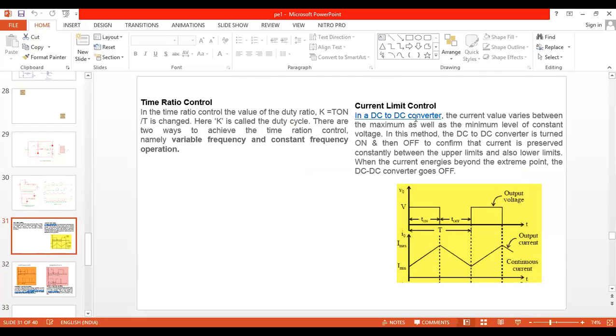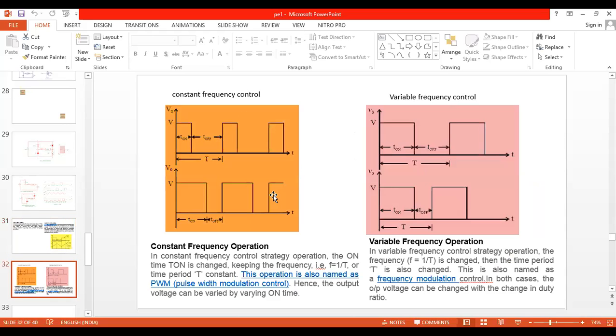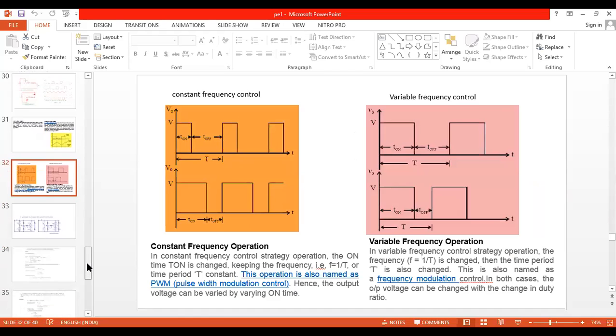Right. So what is current limit control? Current limit control says that the speed of the motor can be controlled within the values of the current from minimum to maximum. So we focus on time ratio control, and the problems are also based on time ratio control. So first, straightforward, we move to the problems.